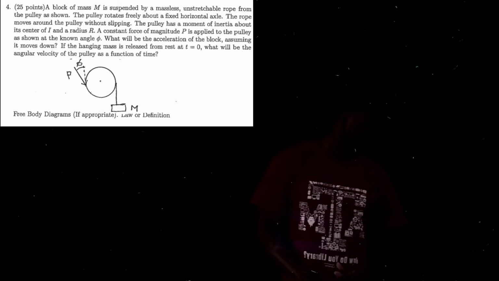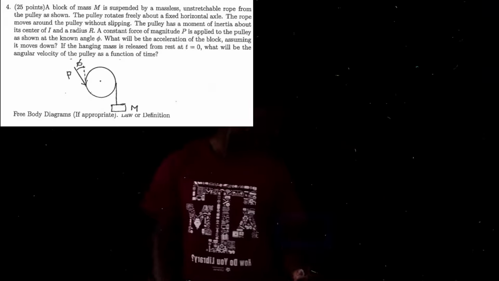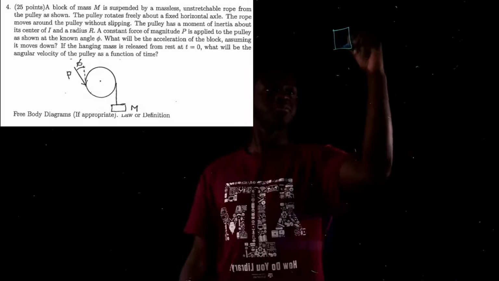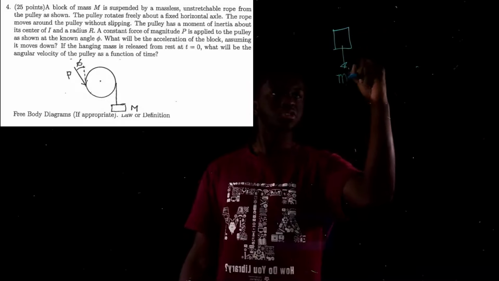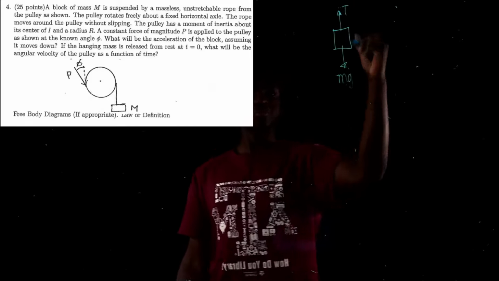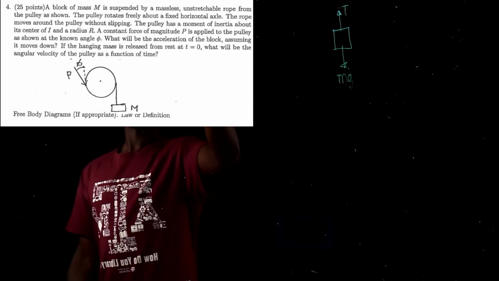Okay, so for this question, first off, you're going to have to draw a free body diagram just to get a gauge. So let's draw the free body diagram of the block. This one's easy. It's just going to be mg, and that's going to be the tension force for the block. Next, draw the free body diagram for the pulley.